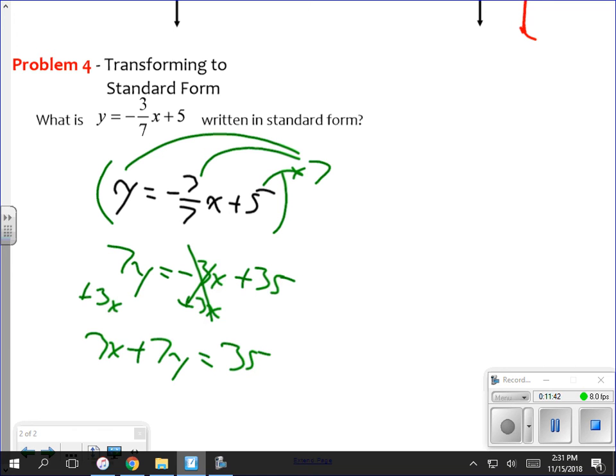Is this in standard form? Yeah, because my x's are positive. X, y equals number. This is standard form. If this was negative, I would just multiply everything times -1 to change the sign. But this is positive. I'm done. That's my answer.